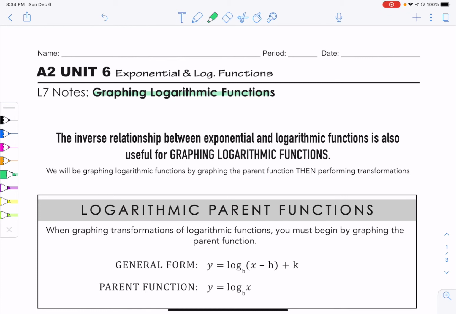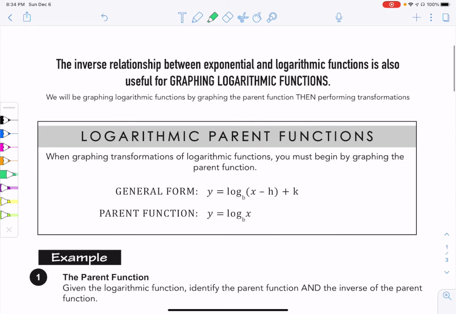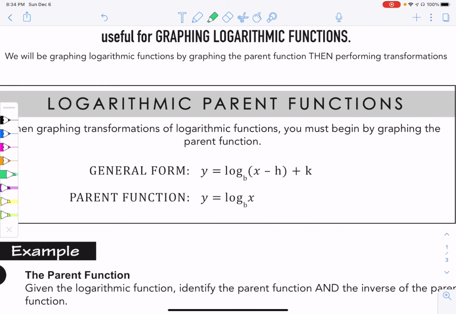We'll be graphing log functions by graphing the parent, then performing the transformations. Everybody should be familiar with the transformations at this point. It's shifting left, right, up, down, and reflecting, stretching, shrinking in the coordinate plane. So one thing to be mindful of, just like with exponentials, is that the parent function can change.